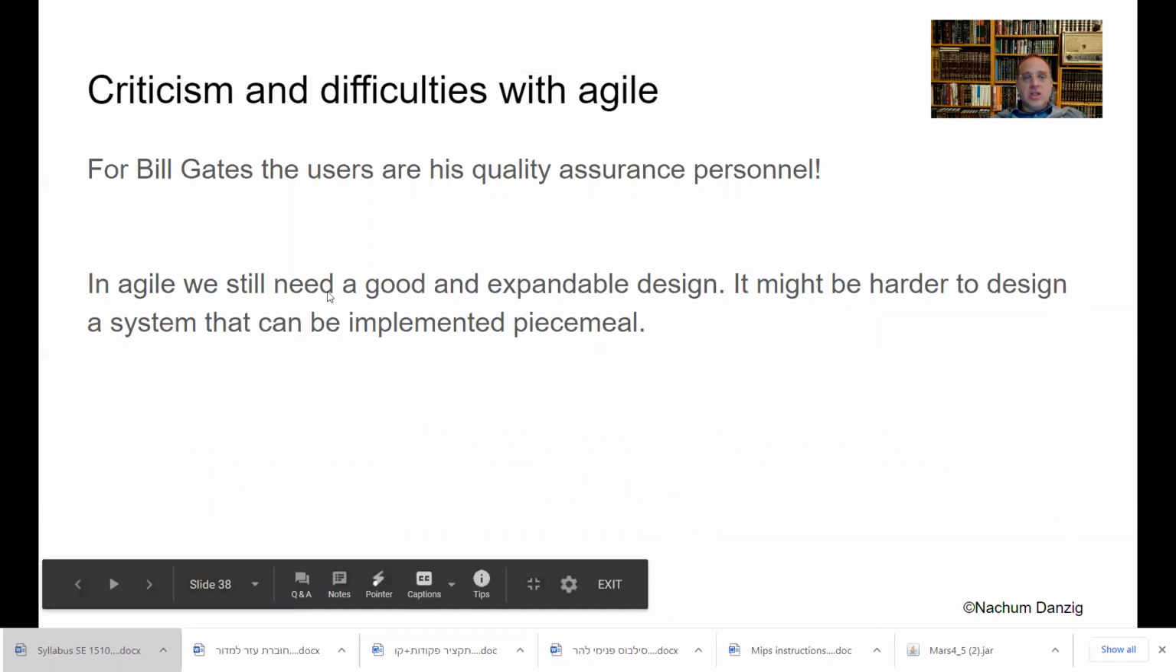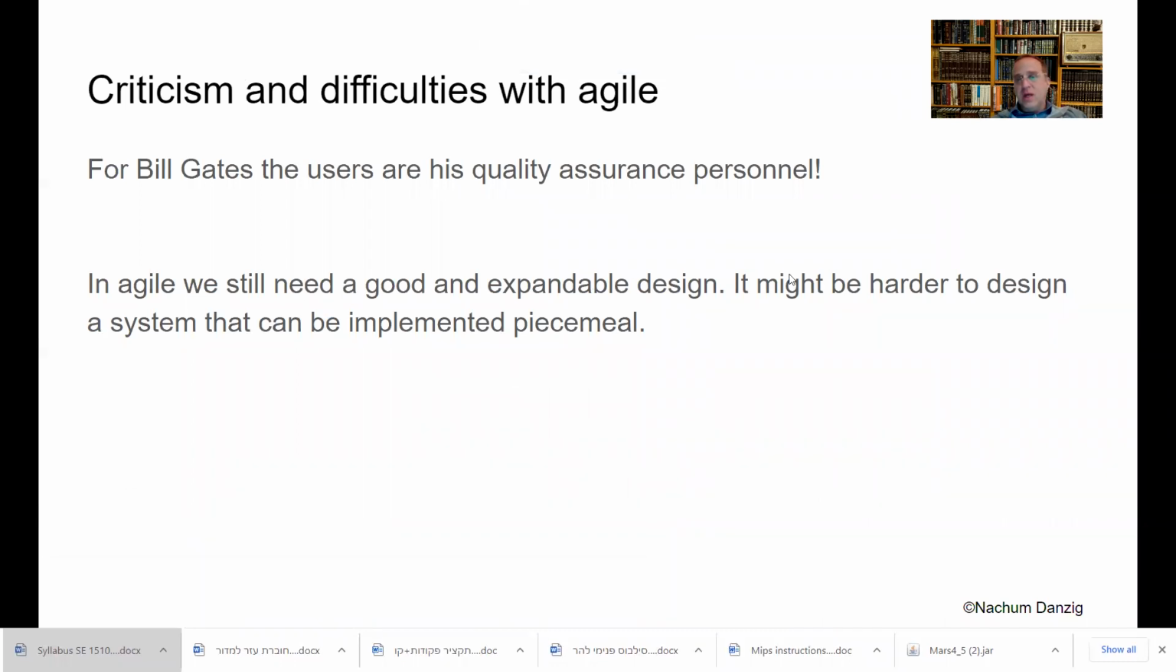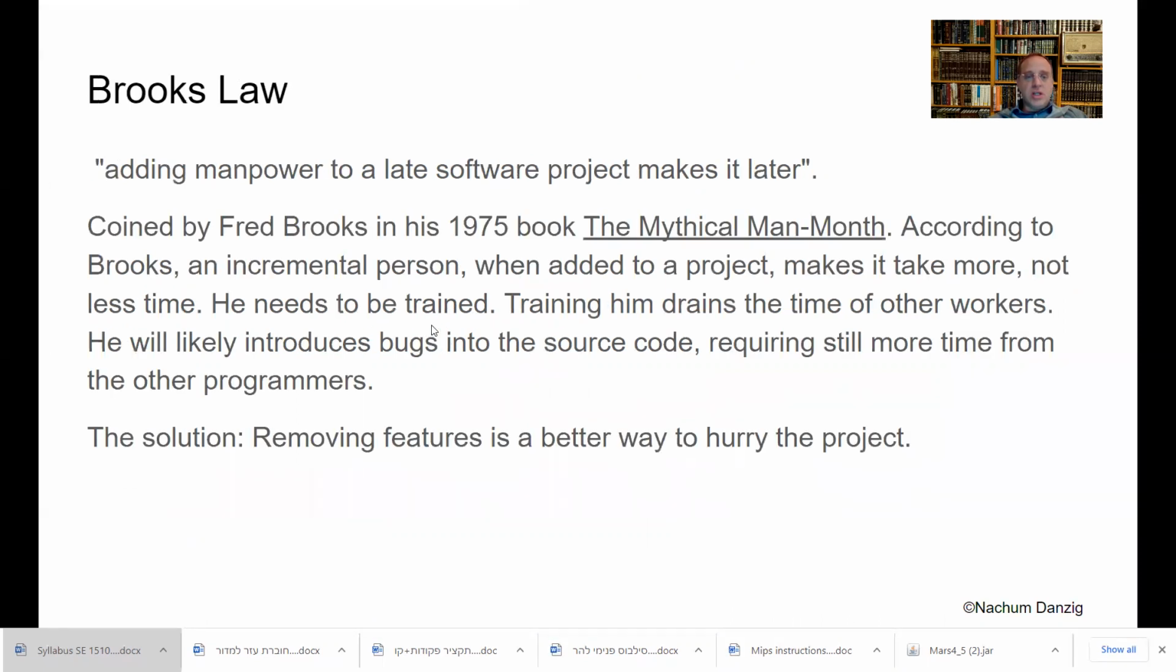In Agile, we still need a good and expandable design. That's what I was saying. It might be harder to design a system that can be implemented piecemeal. In other words, it's maybe a hard thing to design a system that you can add parts to. This we mentioned. And again, this idea of the criticism is essentially a criticism of the waterfall method, the title of the book. I never read the book, but I'm sure it has other things to say about software.